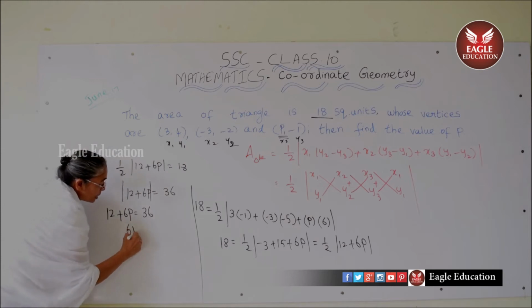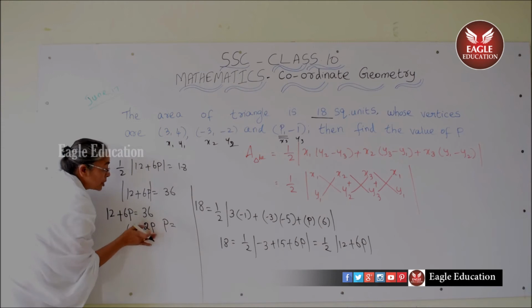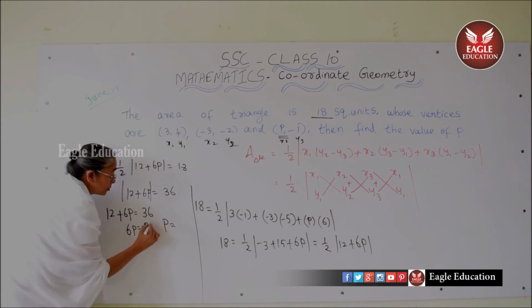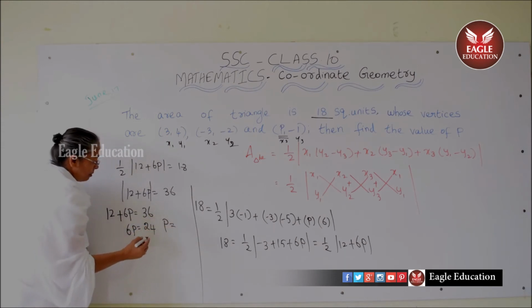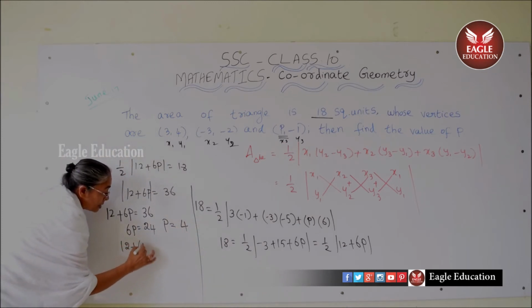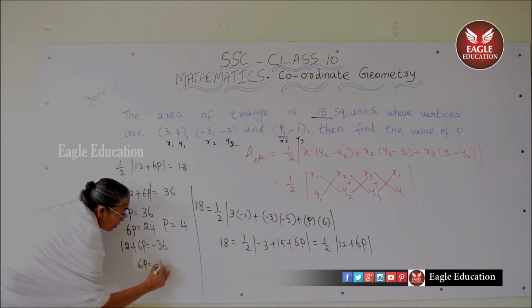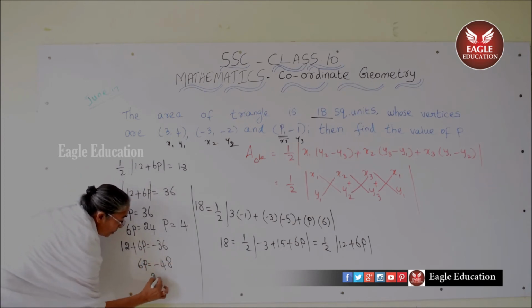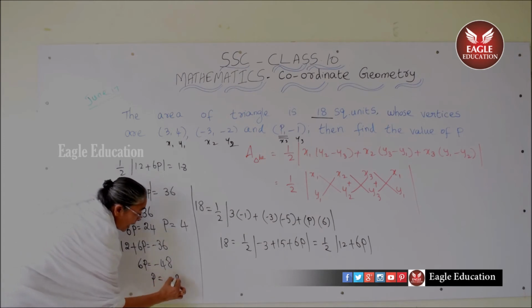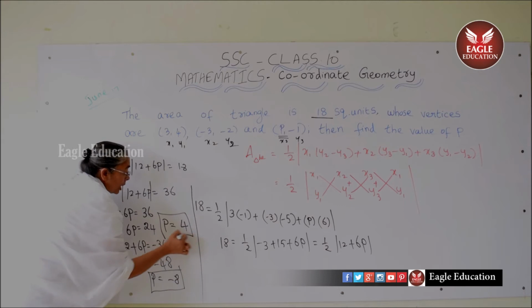So, we will get 6p equals 24, or the p value is equal to 4. Now, when we equate 12 plus 6p equal to minus 36, we will get 6p equals minus 48, or p equals minus 8. There are two values for p, minus 8 and 4.